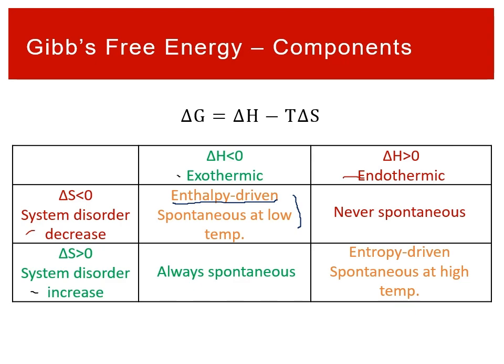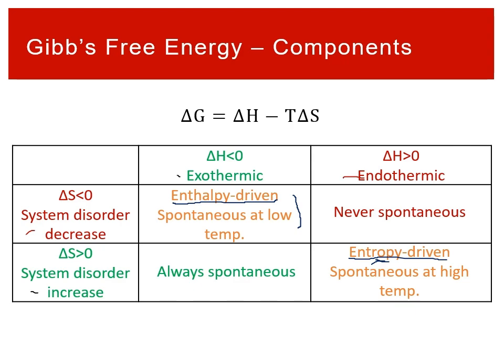Those processes are only spontaneous at low temperatures, and that's a relative term that we'll explore more. On the other hand, if delta S and delta H are both positive, that would be an entropy-driven process. So delta H is positive, so it's endothermic, which does not favor spontaneity. The reason it's spontaneous is because of the entropy factors. That increase in disorder is what would drive this reaction to happen.